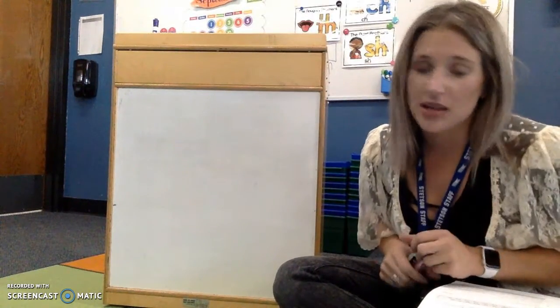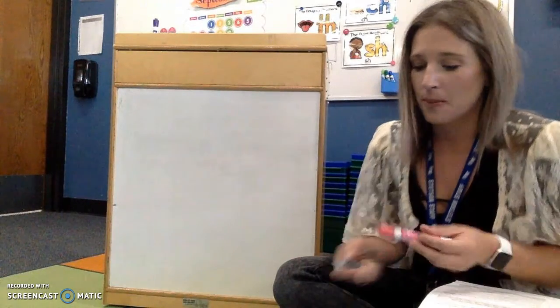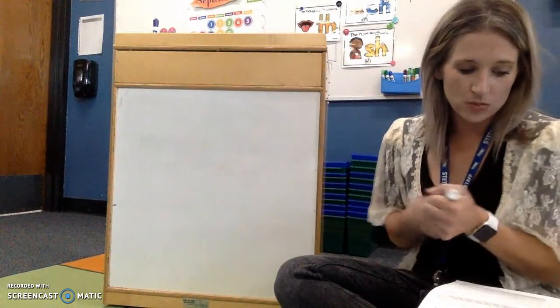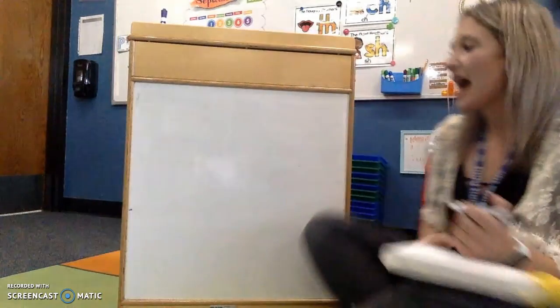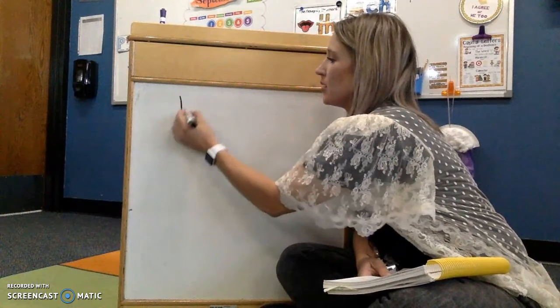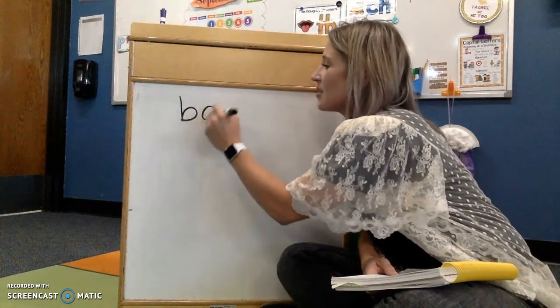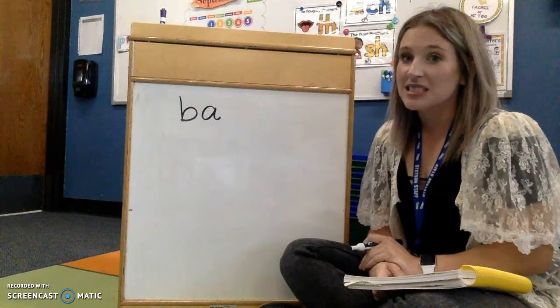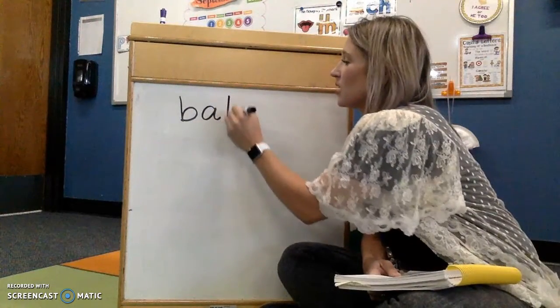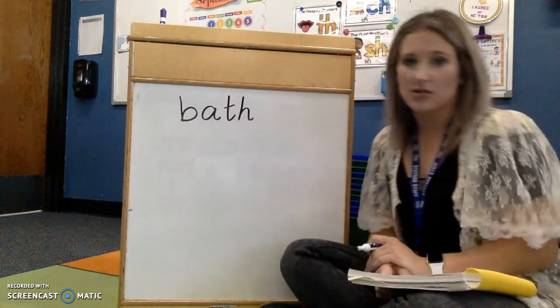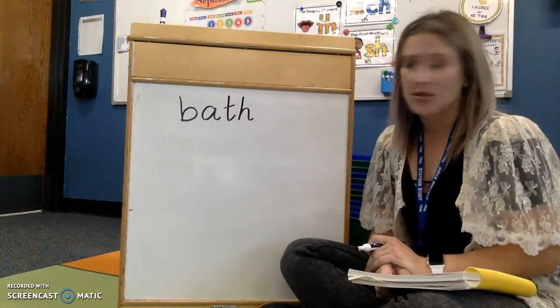The very first word that I want you to write in our chaining today is bath. Bath. The very first sound in the word bath is B. The second is ah. And I know that T and H work together to make the th sound. Bath.